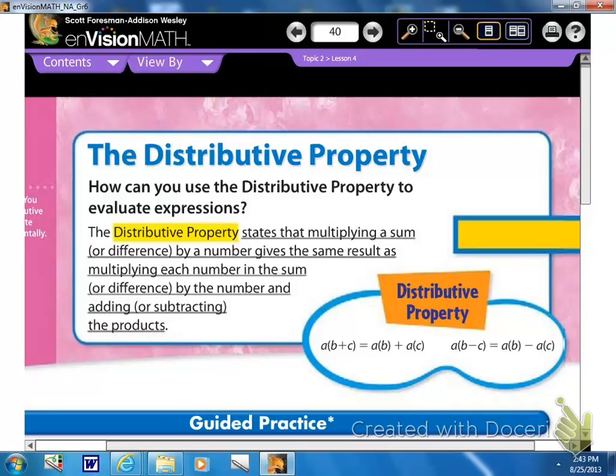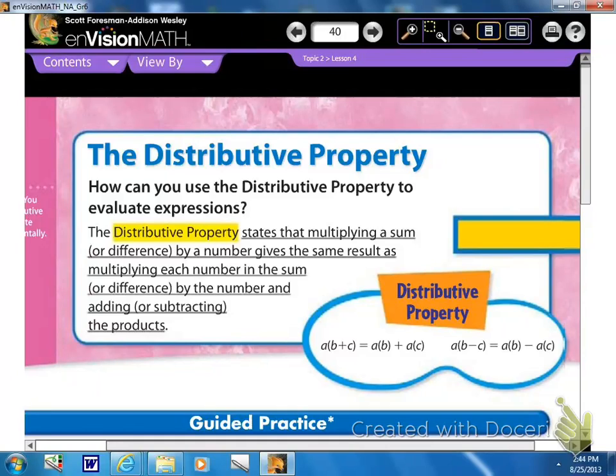Okay, today we're talking about the distributive property, lesson 2-4 on page 40. How can you use the distributive property to evaluate expressions or solve expressions? So make sure you write down this definition or an example for it. The distributive property states that multiplying a sum or a difference by a number gives the same result as multiplying each number in the sum or in the difference by the number and adding or subtracting the products.